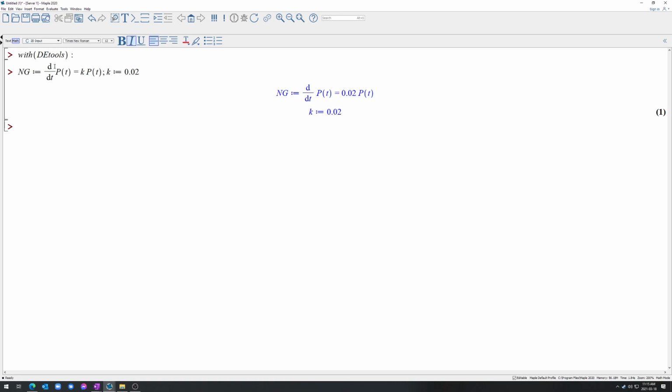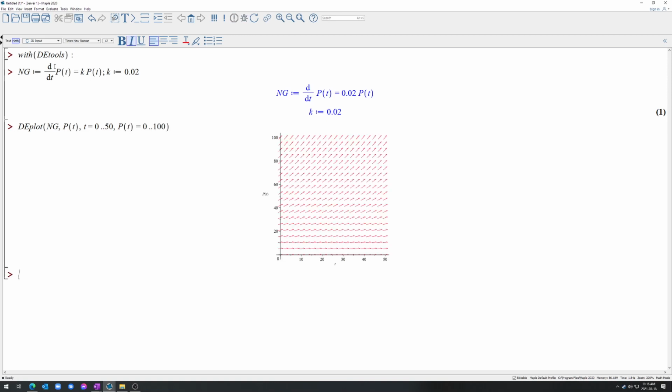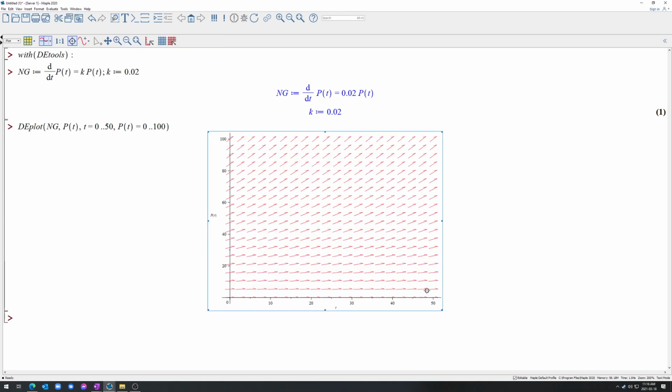Okay, well, let's use our DE-plot command again here, and we'll plot the natural growth general solutions where we are plotting population with respect to time. And we will say maybe t equals 0 up to, well, I don't know, 50. And population maybe also from 0 to 100. Okay, well, here we have time along the horizontal axis and population along the vertical axis. We can zoom that in a little bit here and maybe make that a little easier to read.